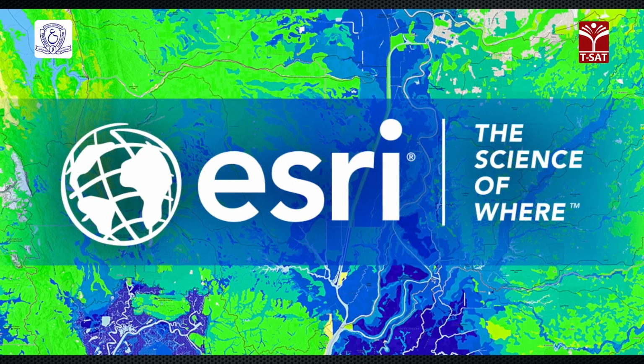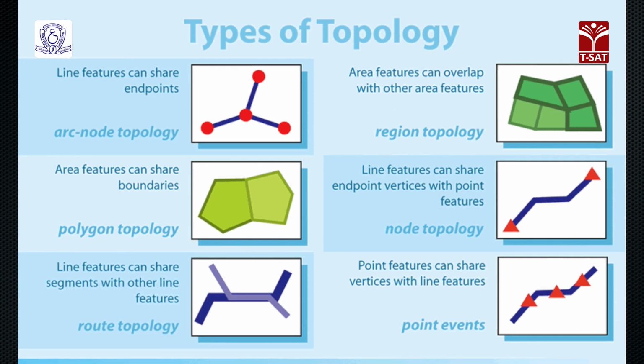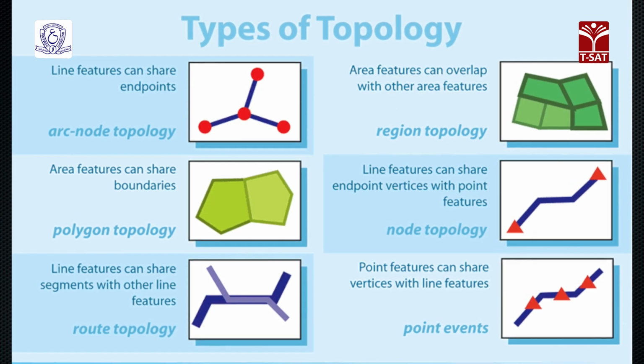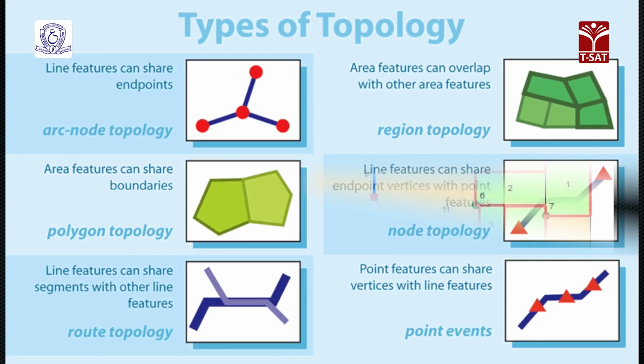Topological errors. Errors related to topological relationships that are either required by the GIS package or defined by the user are called topological errors. ArcGIS incorporates topological relationships of connectivity, area definition and contiguity. If the digitized data do not follow these relationships, then they have topological errors.